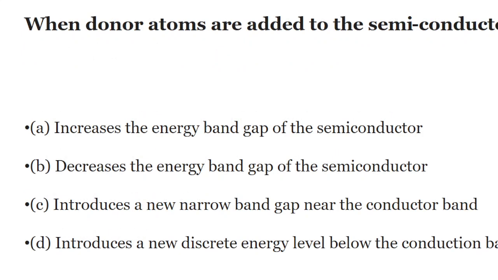When donor atoms are added to the semiconductor: increases the energy band gap of the semiconductor, decreases the energy band gap of the semiconductor, introduce a new narrow band gap near the conduction band, introduce a new discrete energy level below the conduction band. So when we add some atom into the semiconductor, it will be below the conduction band. It will try to reach there, but it's slightly below, introducing a new discrete energy level. Option D is the right answer.